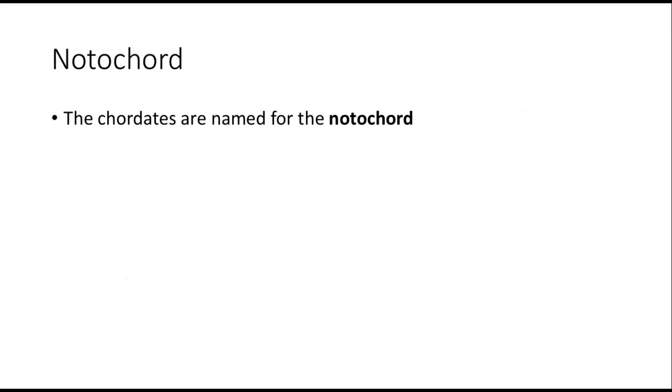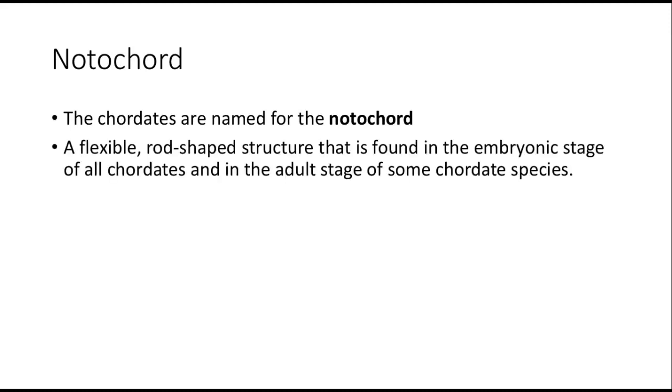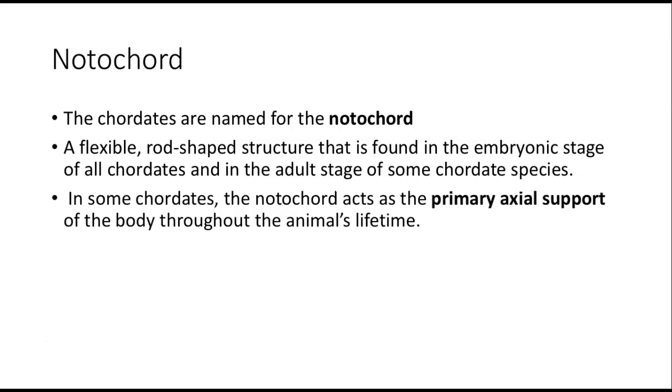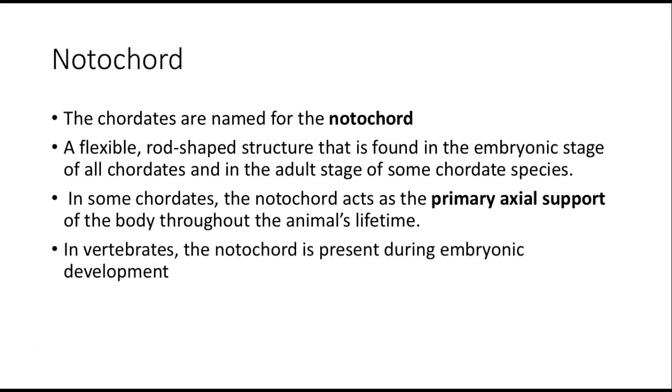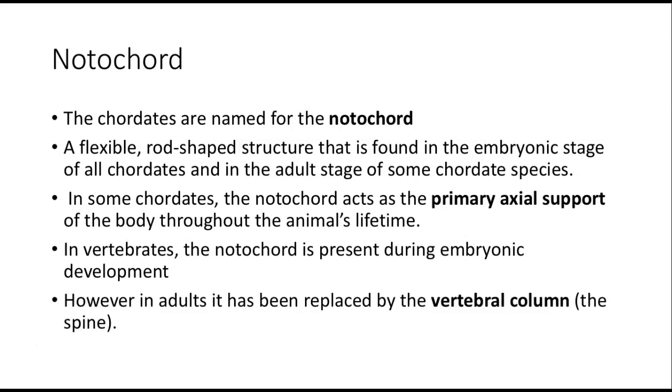The first is the notochord. The chordates are named for this. It's a flexible rod-shaped structure that is found in the embryonic stage of all chordates and in the adult stage of some chordate species. In some chordates, the notochord acts as the primary axial support of the body throughout the animal's lifetime. But in vertebrates, the notochord is present during embryonic development. In adults, it's been replaced by your vertebral column, which is the spine. So the notochord is no longer your primary axial support, it is your spinal cord.